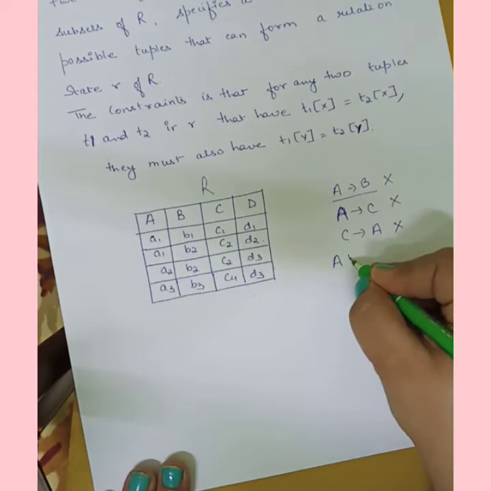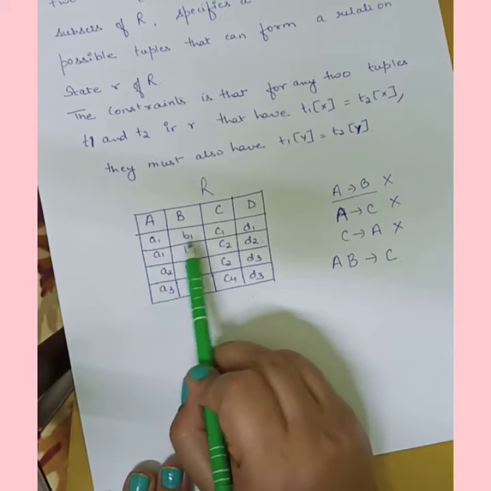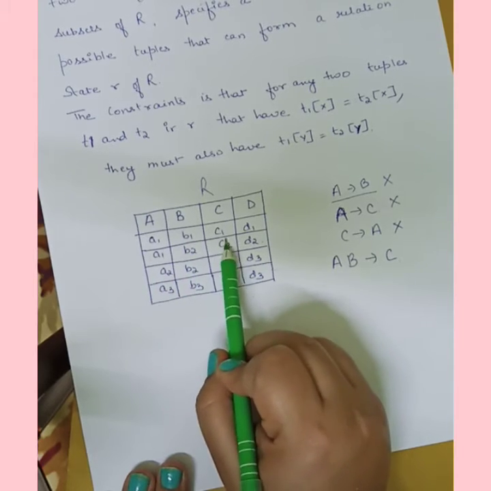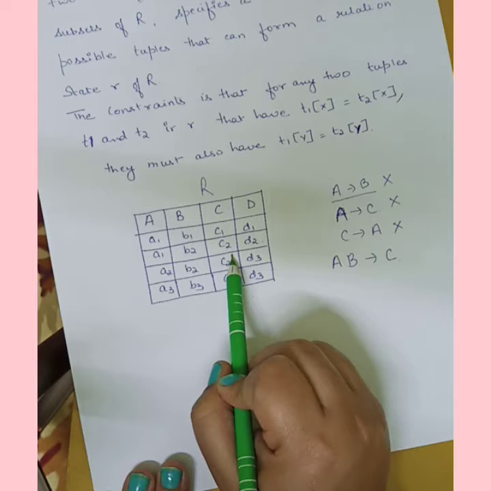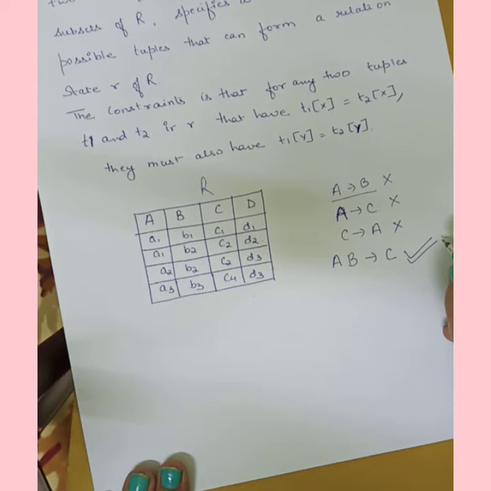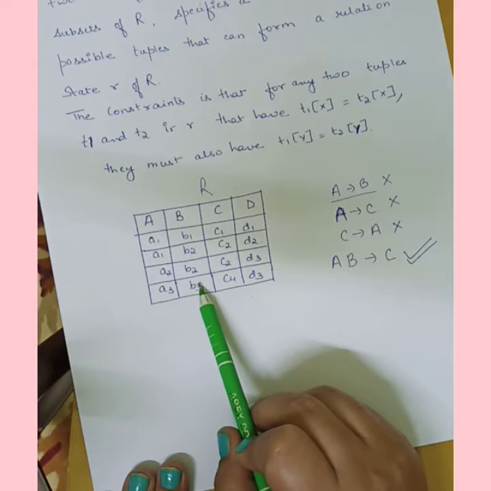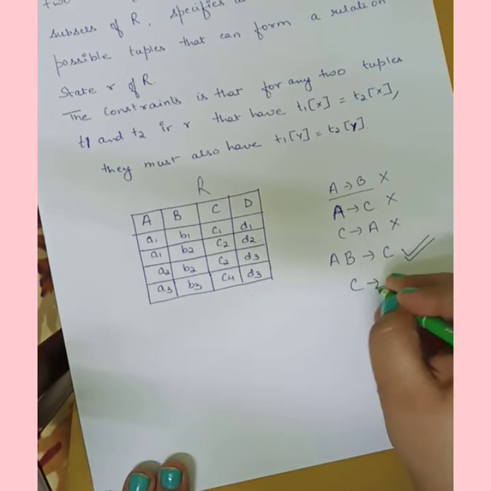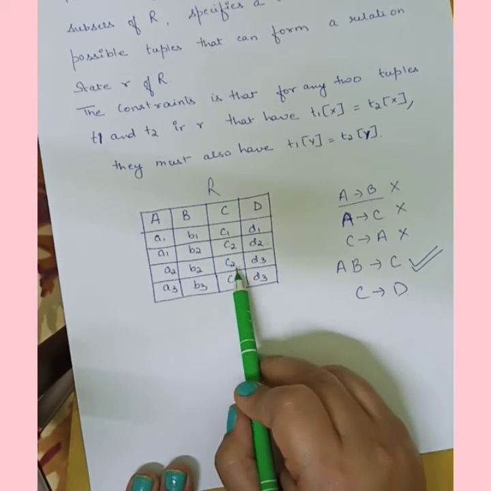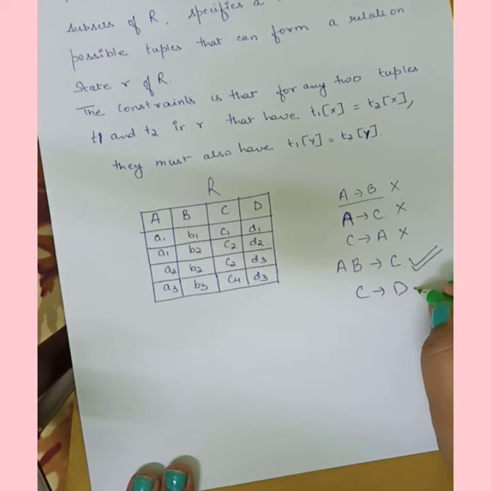We can also check by combining A, B and checking it for C. If we combine A and B, for A1, B1 we have the value C1. For A1, B2 in one tuple, we have a different value C2. For A2, B2 we have C2 value. For A3, B3 we have C4. Then here the functional dependency holds. If we check for C implies D: C1 for D1, C2 for D2, C2 D3, C4 D3. So here also the functional dependency does not hold.